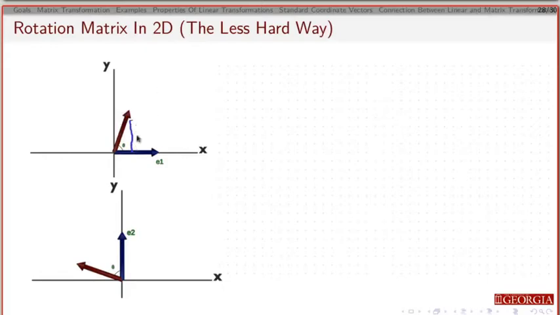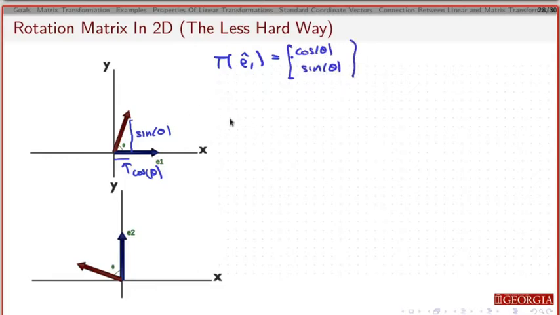What am I going to have? This distance is going to be sine of theta. This distance right there is going to be cosine of theta. So T of E1 is going to be the vector. So the x component is cosine of theta, and the y component is sine of theta. And now I've got to figure out what's T of E2.